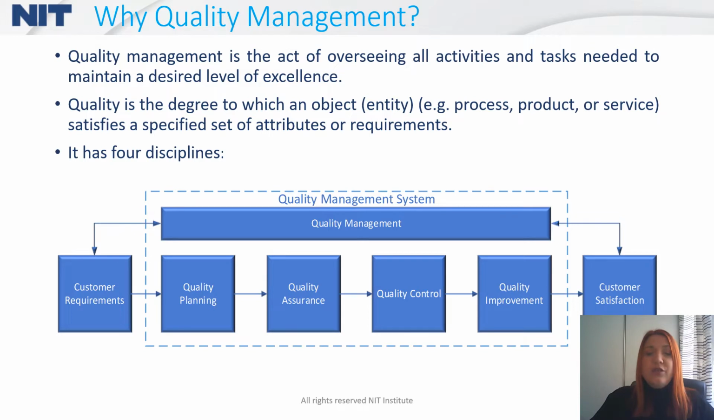Quality management has four basic disciplines. First one is quality planning, then quality assurance, quality control, and quality improvement. All four disciplines are meant to be used together in order to satisfy the customer requirements and to reach the desired degree of customer satisfaction.